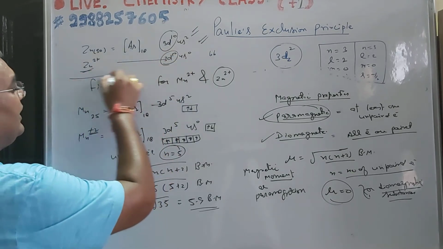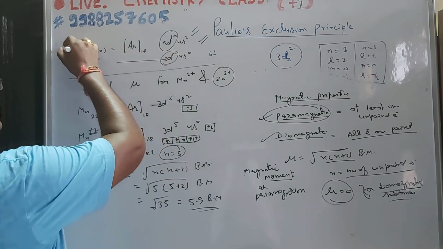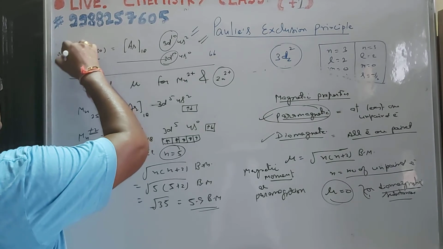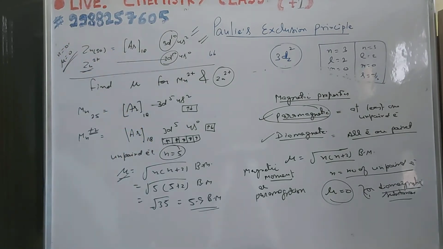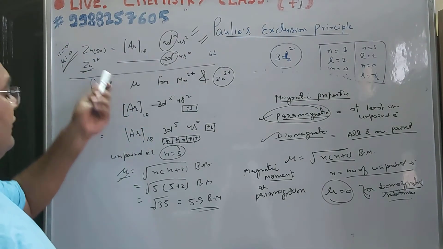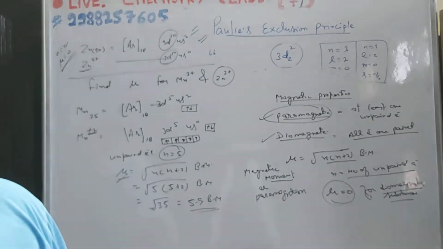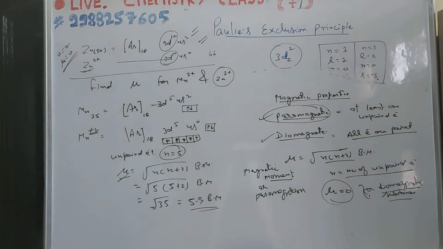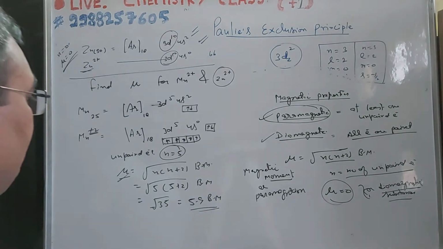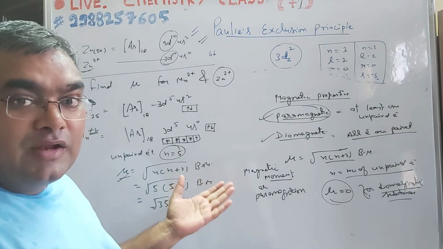So there is no unpaired electron. In this case, unpaired electrons are 0, so its magnetic moment is also 0. So we can say zinc or Zn2+ is diamagnetic and it is slightly repelled when placed in the external magnetic field. Or if we talk about manganese, chromium, iron, such elements will show some paramagnetism even in their ionic state.